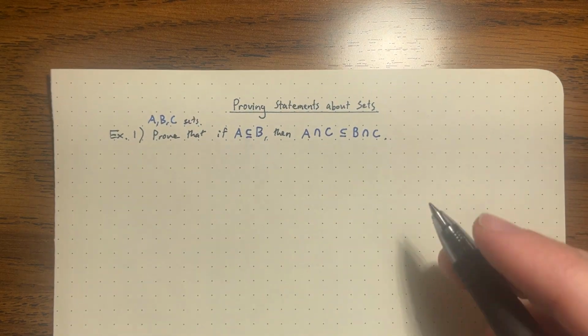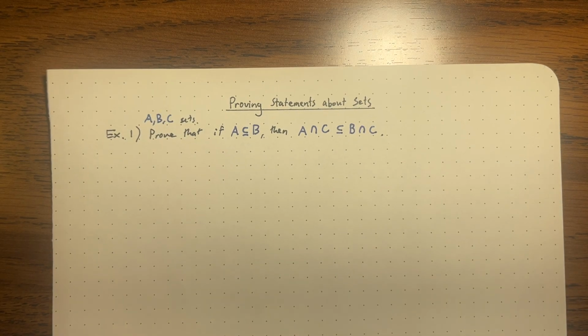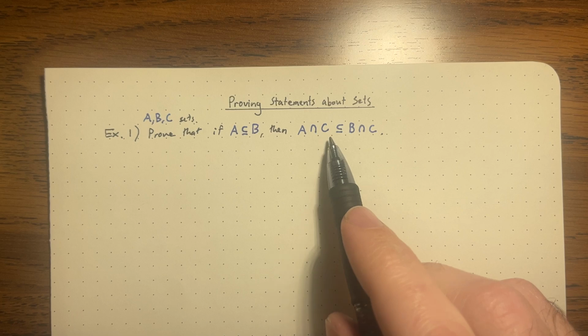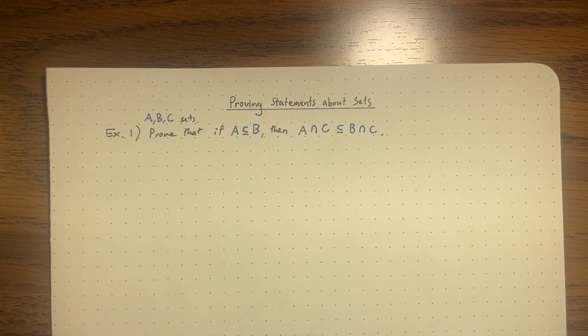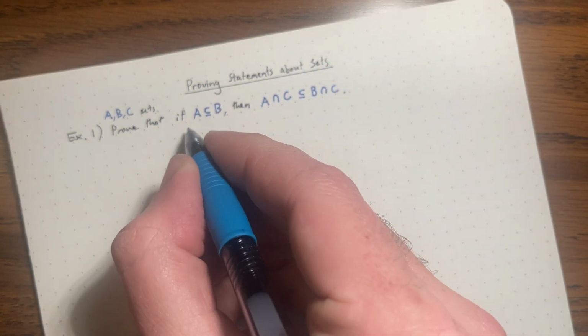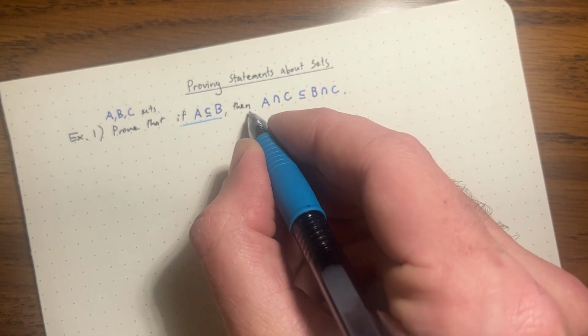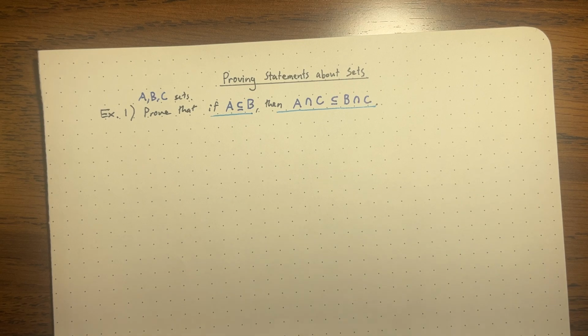And one approach is you can try to draw a Venn diagram and try to figure out why this is true. We need to show this is true for any C, though. So the way we should do this is, let's start by breaking down this conditional. So if A is a subset of B, then we want to prove this statement.